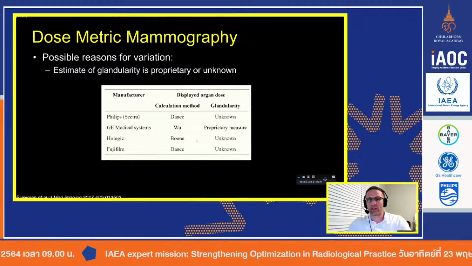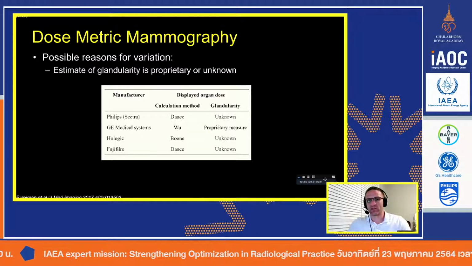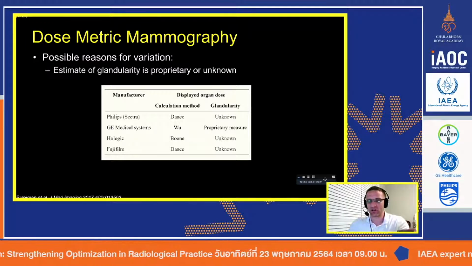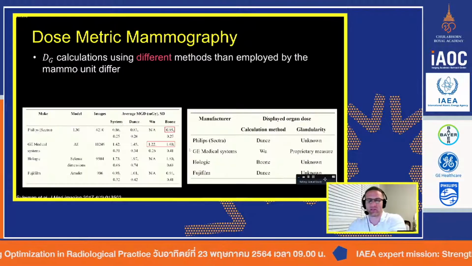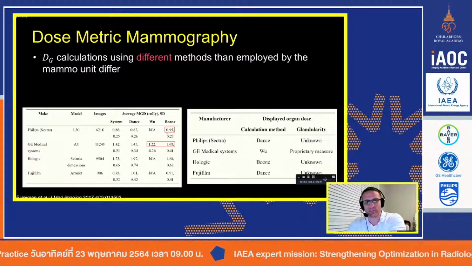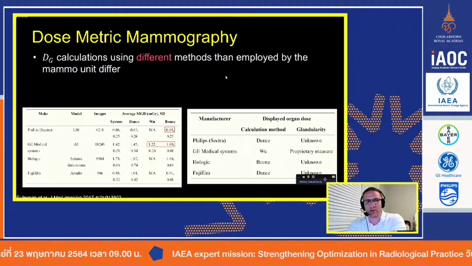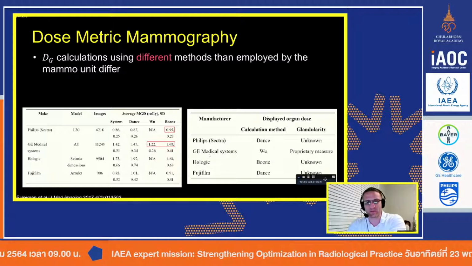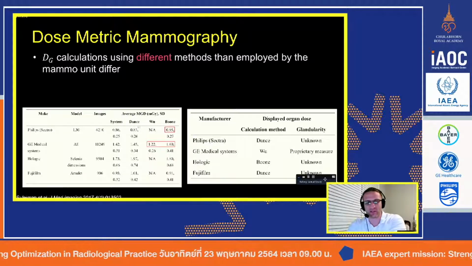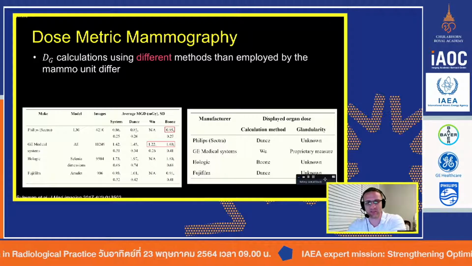So a lot of the variability in how we calculate mean glandular dose is based on this idea of how we estimate glandularity in the image and how we correct for that for the dose calculation. So let's just look at the data a little bit closer. A couple of things you would assume. You would assume that if the system, for example Philips, which uses the Dance method, you would assume that their output value would be fairly similar to a manual calculation using the Dance method, which in this case, it is, in these two Philips units or Sectra units.